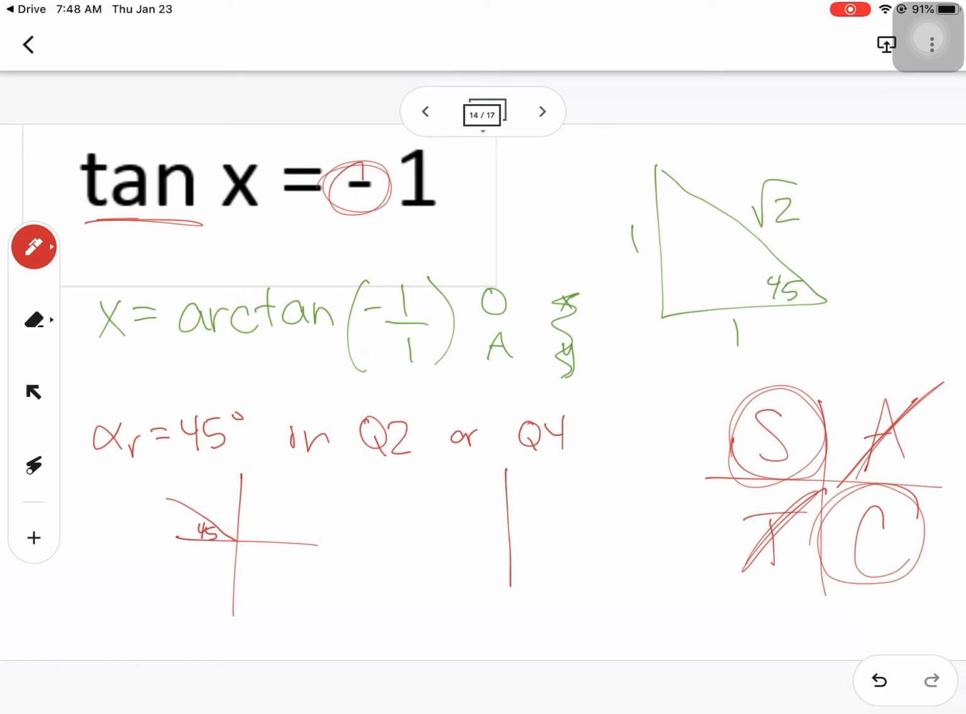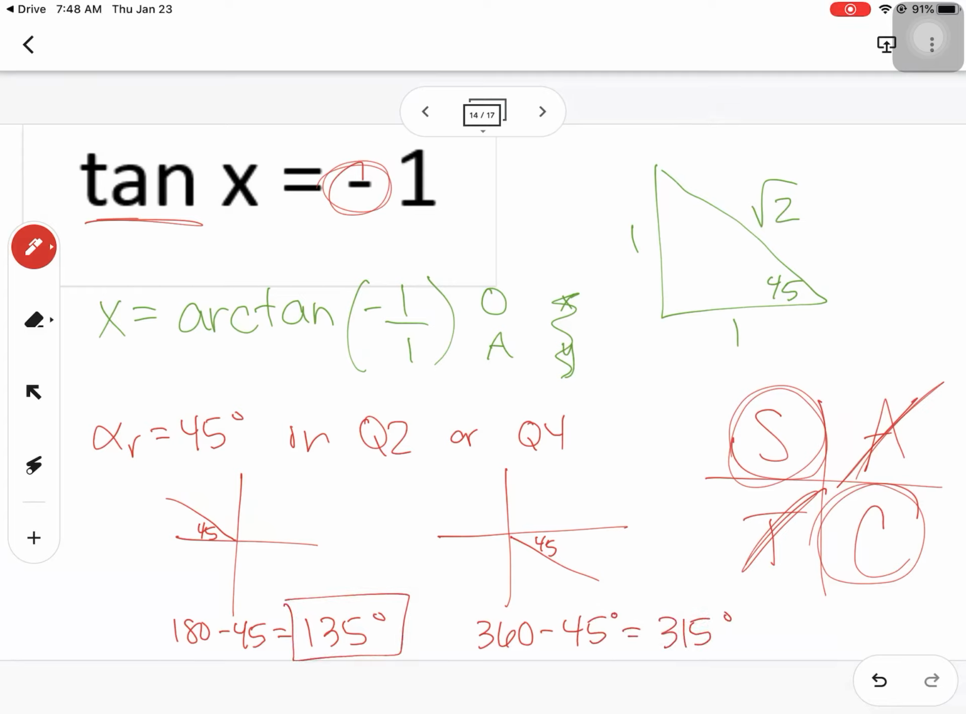Again, I'll draw the pictures. If you don't need the pictures and you use the formulas, that is fine. In quadrant 2, we know that the coterminal and the reference have to add to 180. So we're really just removing the 45 from the 180. So you can always do 180 minus 45, and that will give you 135. Again, in quadrant 4, you always do 360 minus your reference, which gives us, again, the 315.